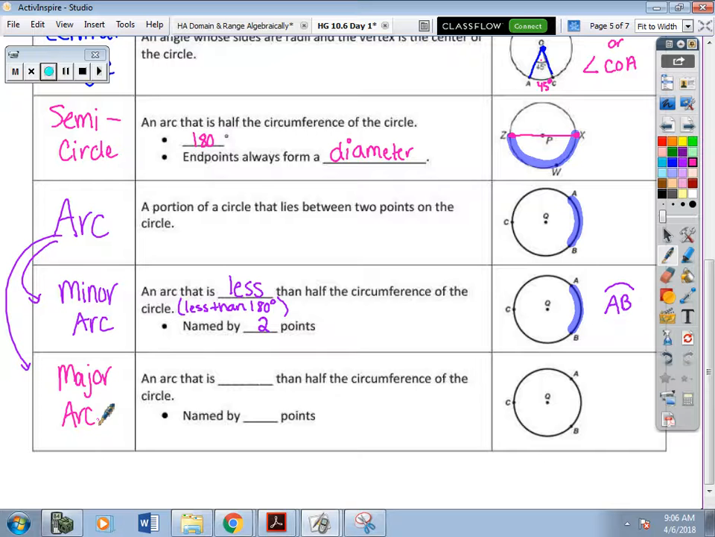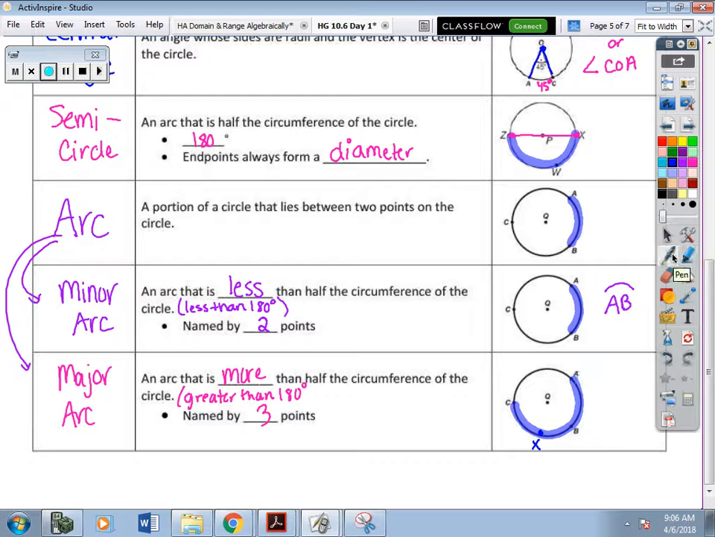So a major arc is one that is more than half the circumference, meaning that it is greater than 180 degrees. And you're going to name this using 3 points. Let's also add another point on here, X. So an example of a major arc would be, and there's more than one, but I'm just drawing one of them, this one.